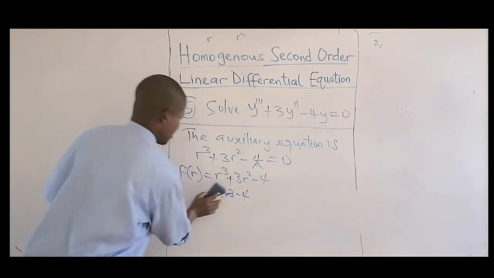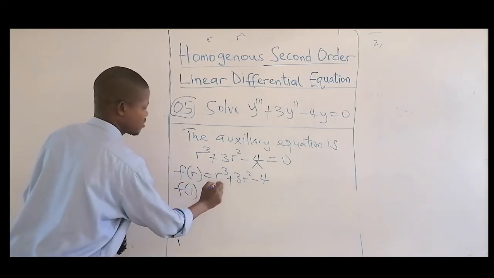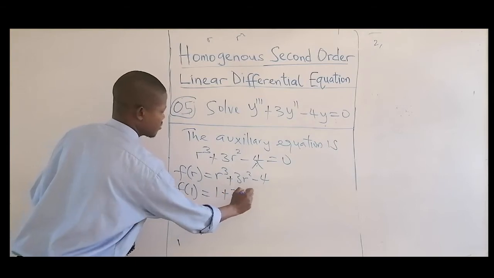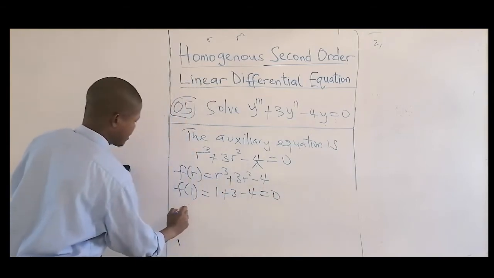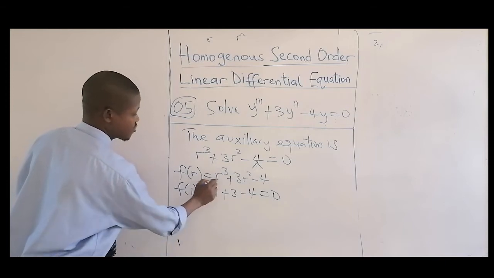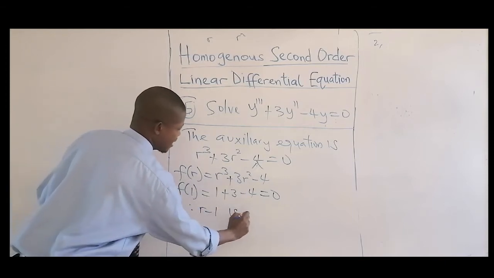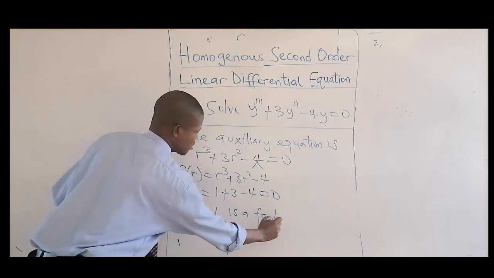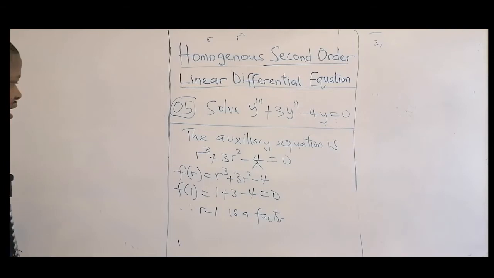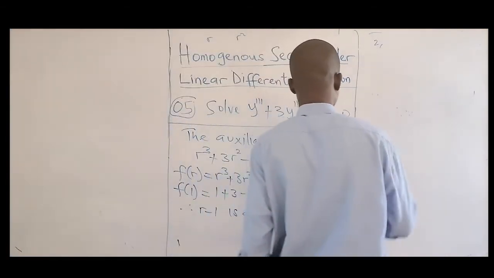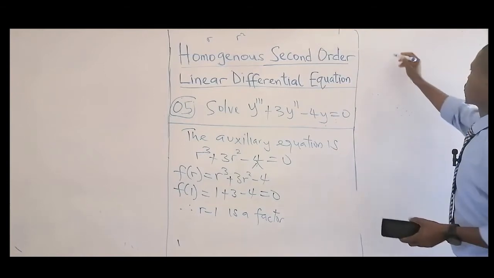So that means f of 1 is equal to what? This 1 plus 3 minus 4, and that's equal to 0. So therefore, in that case, r minus 1 is a factor. Okay, and then we can carry out the polynomial division so that we can factorize that.